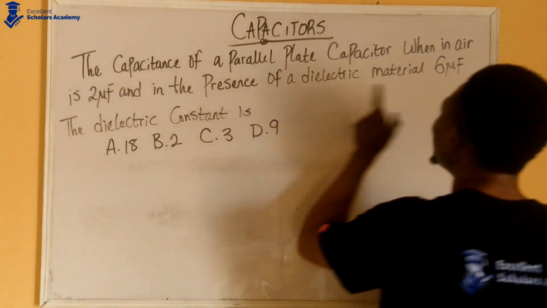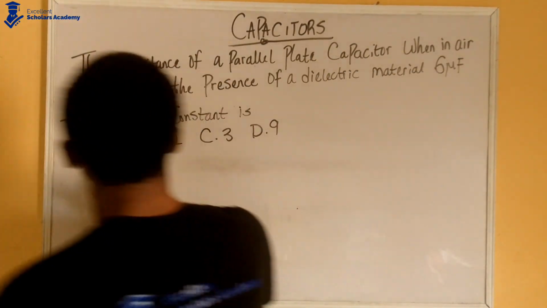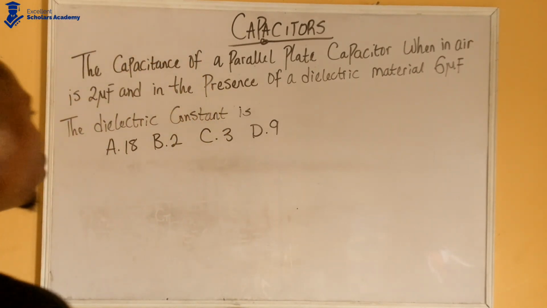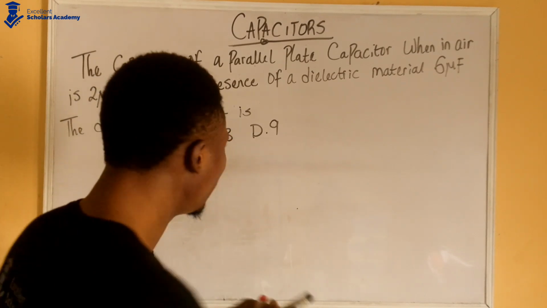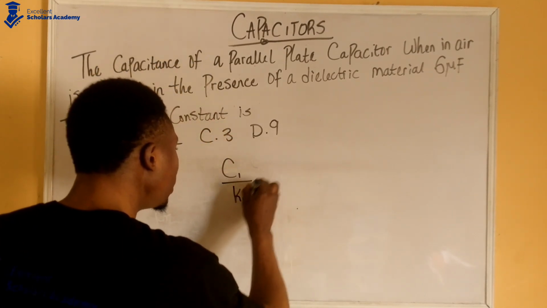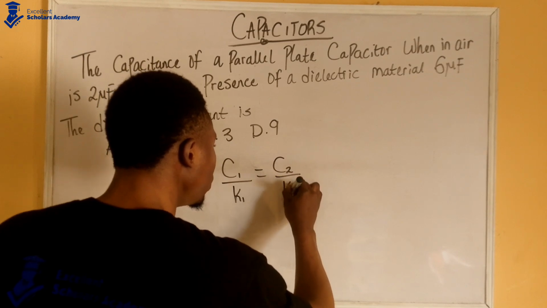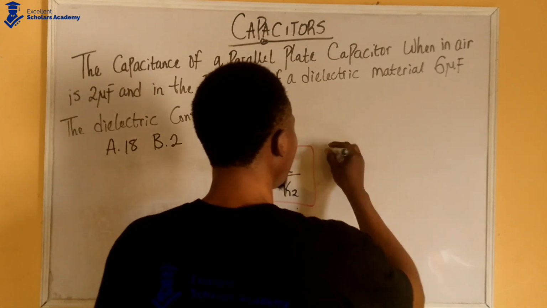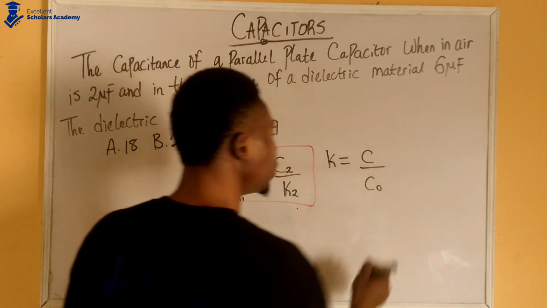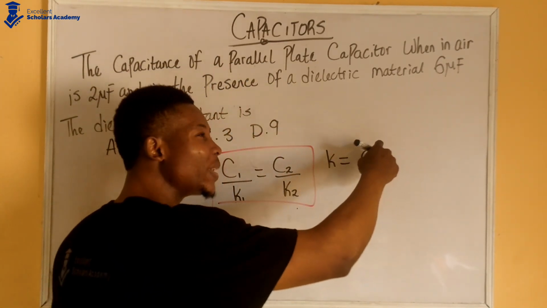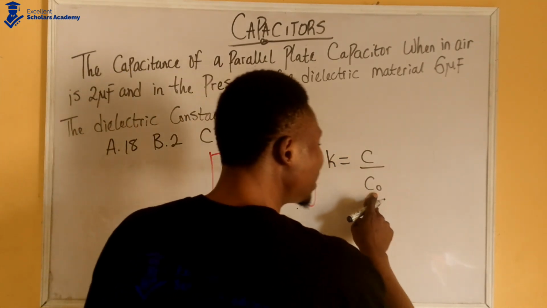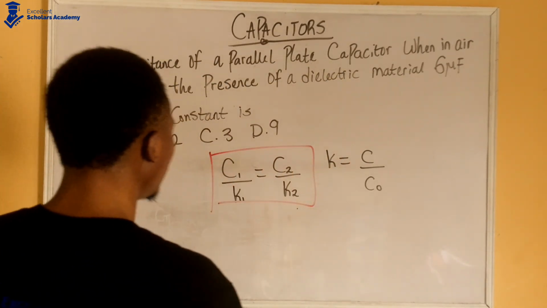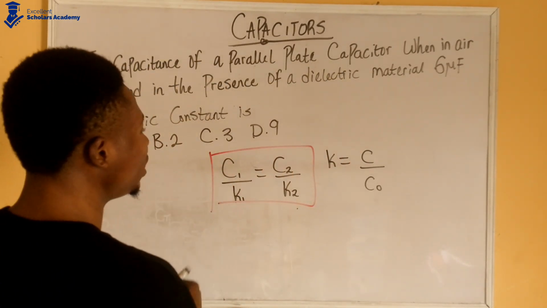The capacitance of a parallel plate capacitor when in air is 2 microfarad and in the presence of a dielectric material 6 microfarad. The dielectric constant is, straight to the point, either you use the formula C1 over K1 is equal to C2 over K2, or you use the formula K is C over C naught, where C is the capacitance in the dielectric material and C naught is the capacitance in air. Let's use this one. Here we'll be looking for K2.